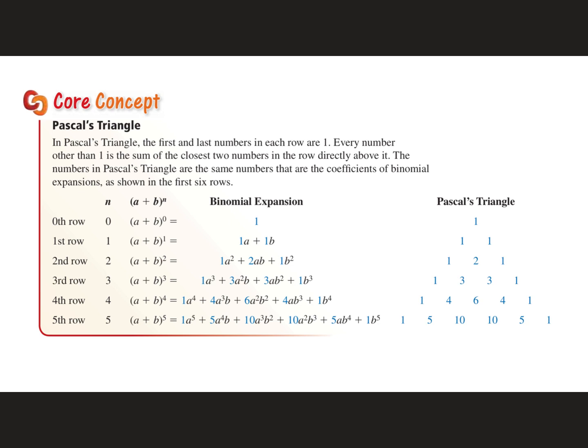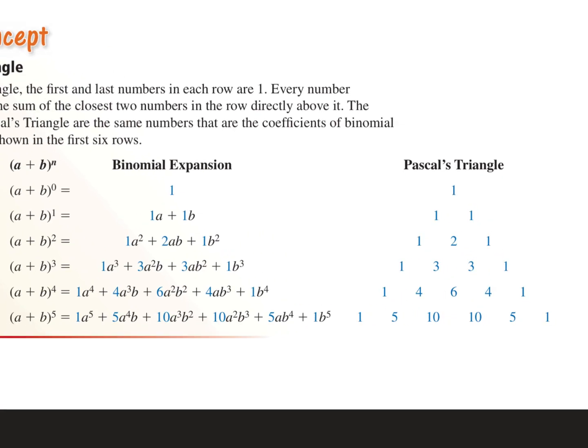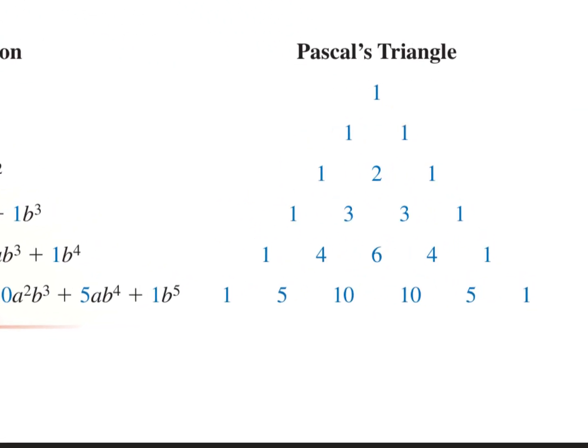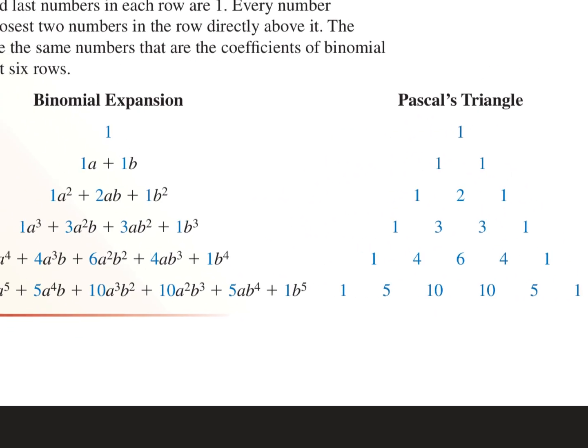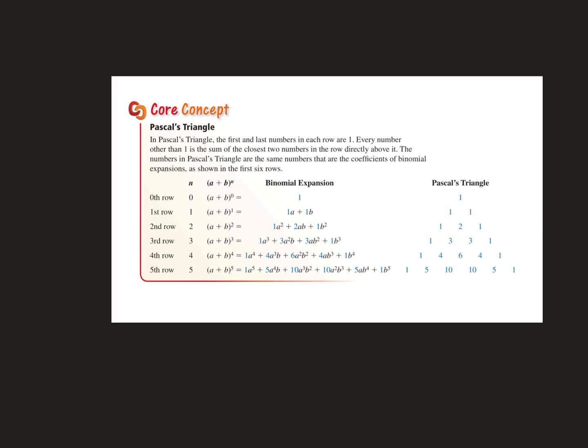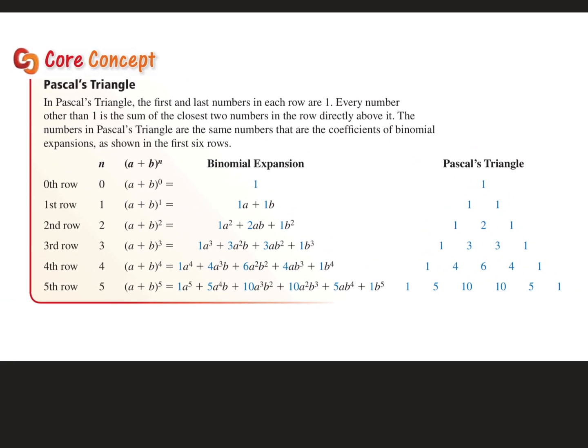So next we're going to talk about Pascal's triangle. So Pascal's triangle is, again, like a shortcut that we can use to multiply binomials. It's called binomial expansion. Pascal's triangle, these numbers on the side represent our coefficients. I'll zoom out so you guys can take a picture if you need to.